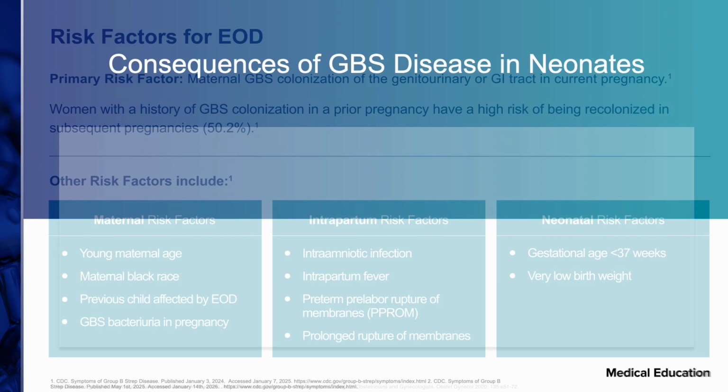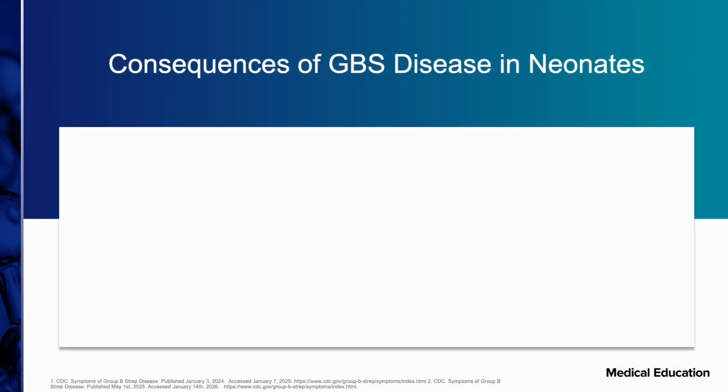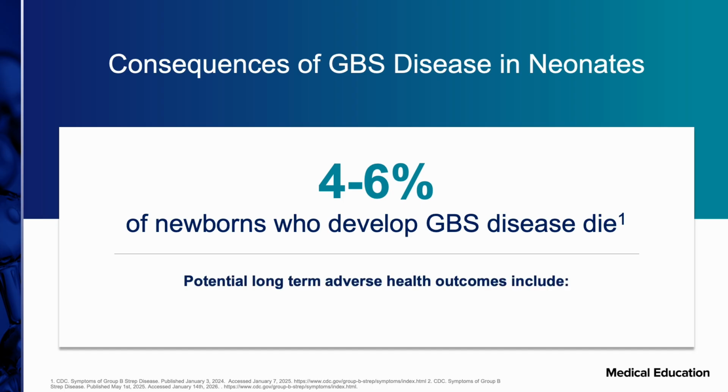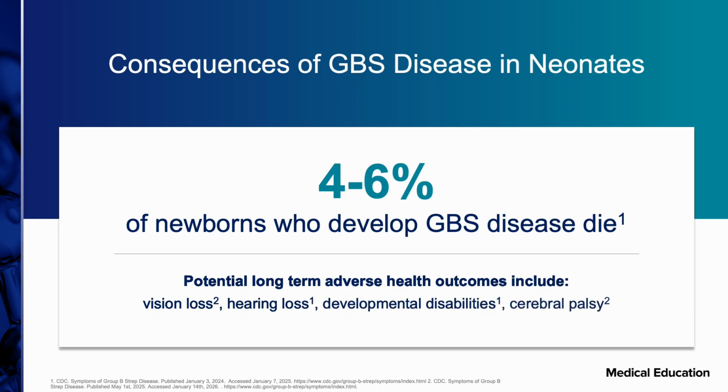When we think about the consequences of group B strep disease in neonates, 4 to 6% of newborns who develop group B strep disease die. The babies that do not die also have a really high potential to end up with long-term adverse health outcomes, including vision loss, hearing loss, developmental disabilities, and even cerebral palsy. So these lifelong sequelae are major public health implications in neonates.